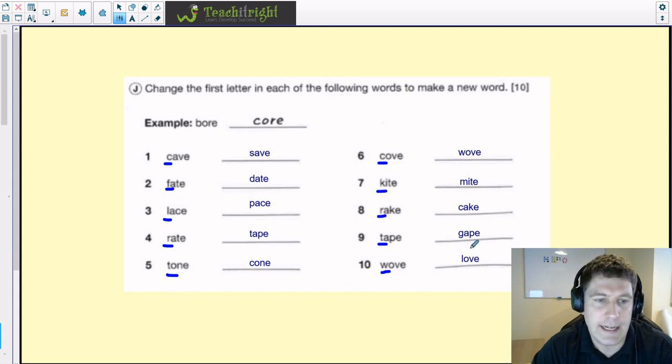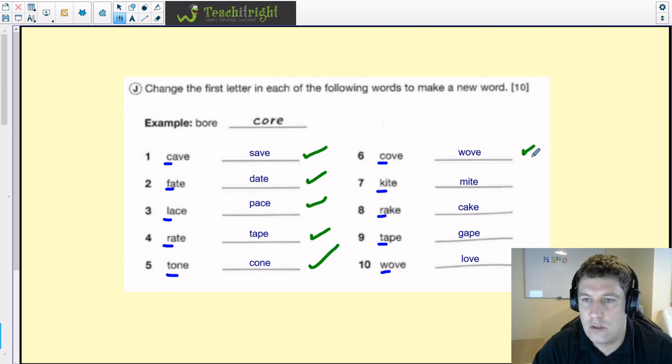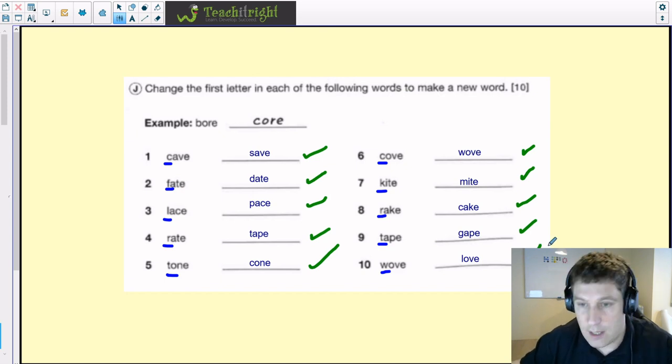Gape is like staring, gaping at something. Okay, I'm going to leave that up there on the screen for the moment, and then just allow you to go down through and check them. There would possibly be some other options, I think, on those as well. Possibly, yeah, you could possibly have other options.